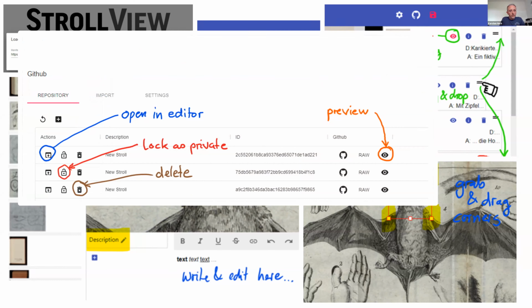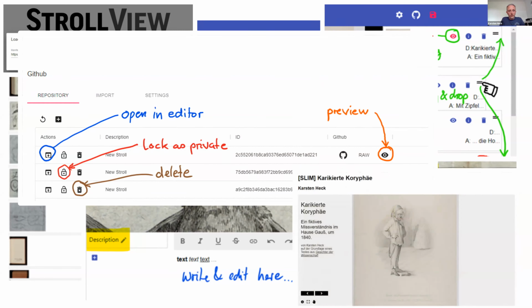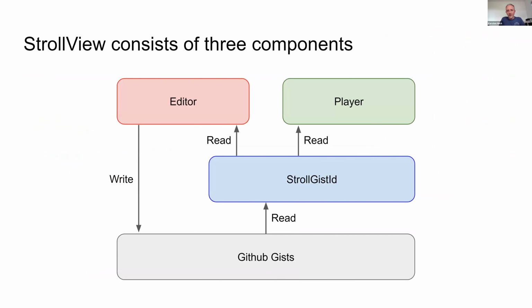and you can then save them into a GitHub repository, which we actually connected with the editor tool. In that repository, you can lock or delete these Strolls, and you can also preview them in the player tool. So this was a very rough introduction into what the tool can do, and Leander will talk you through the technical details and the architecture behind it.